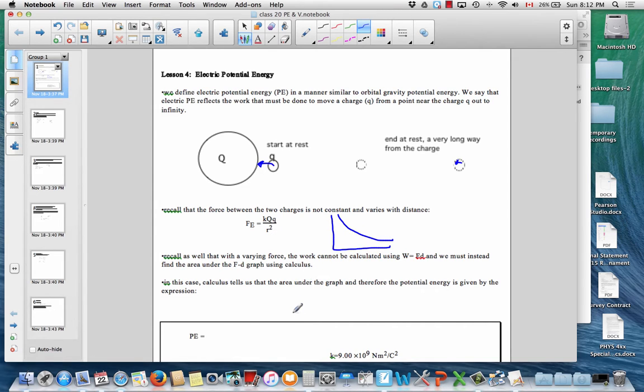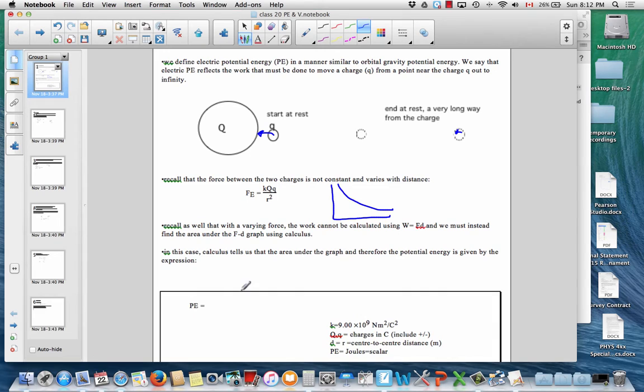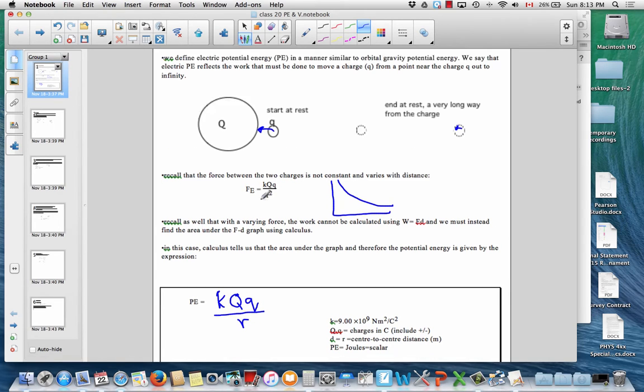And so we have to integrate that using calculus, which we haven't covered yet in our math courses. So we're just going to quote the result here without proof. The amount of potential energy, which is related to the amount of work done in moving the charged particle from here to a long, long way away, is given by this expression here. There's our familiar electrostatic constant. There's the two charges. Notice that it's over r and not over r squared like the force is.